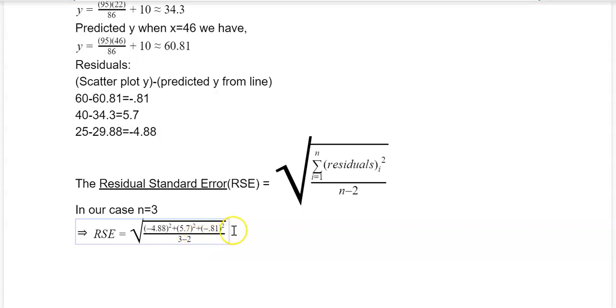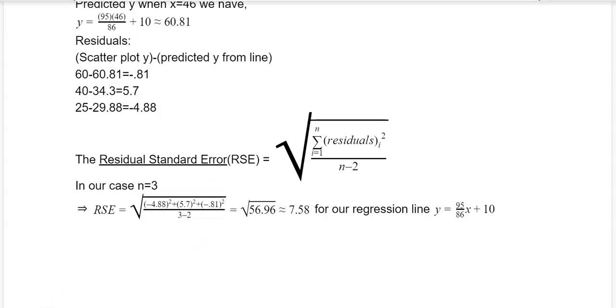I'll let you check when you work this out. The inside becomes 56.96, and the square root of 56.96 is roughly 7.58. This is the RSE for our regression line. So our regression line is y equals 95 over 86x plus 10, and we found the RSE was 7.58.